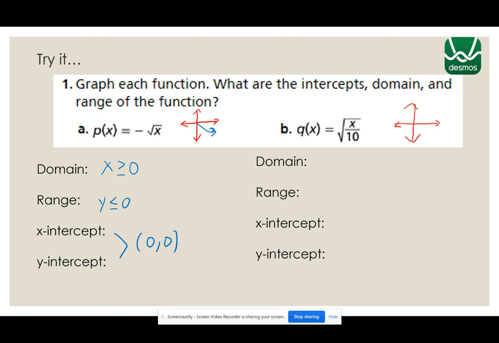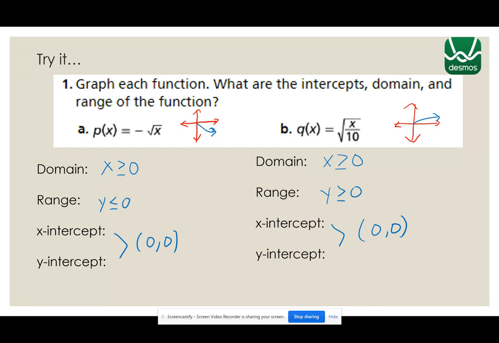Okay, for the second one, if you were to graph this, the square root of x over 10, you get something that looks very similar to what our first one was. It starts at 0, 0, and it's kind of close to the x. It's a little bit thinner. So our domain is x is greater than or equal to 0. Our range is y is greater than or equal to 0 because it's above the axis. And again, our x and our y intercepts are both at 0, 0.